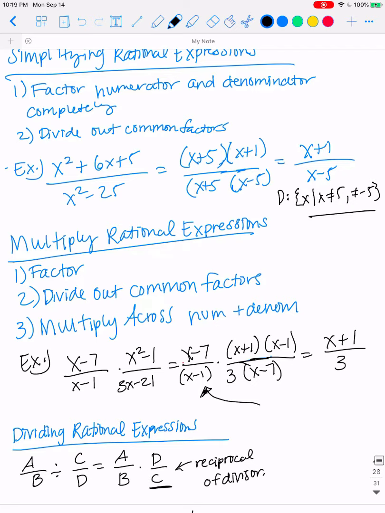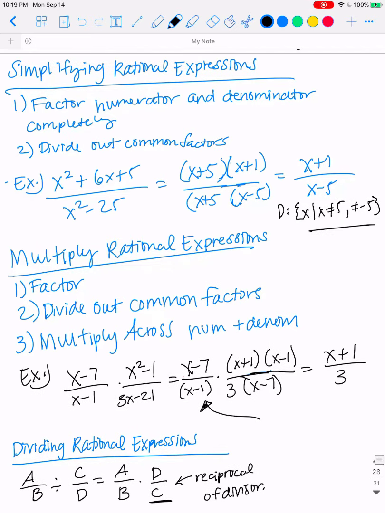So simplifying rational expressions, we're going to want to factor the numerator and denominator completely, and then divide out common factors and simplify. So here, I have this expression, and I'm going to factor it. Factored form is x plus 5 times x plus 1, and then we have a difference of two squares, so that's x plus 5, x minus 5. Here we're able to cancel out our x plus 5s, so we're left with x plus 1 over x minus 5. And for the domain, we don't want x to equal 5 because here it'll equal 0, but also we don't want x to equal negative 5 because it zeroes out here.